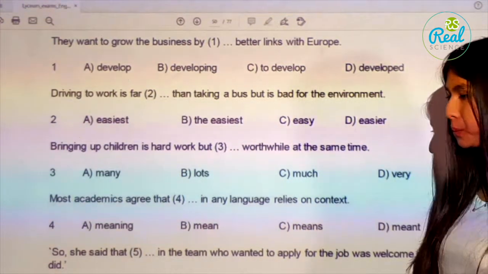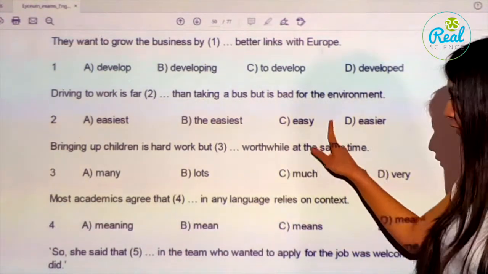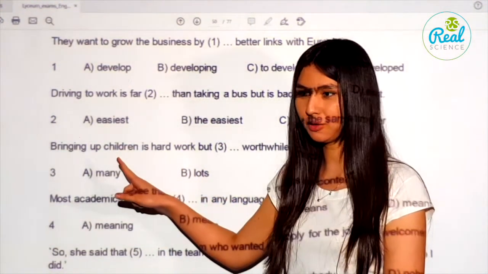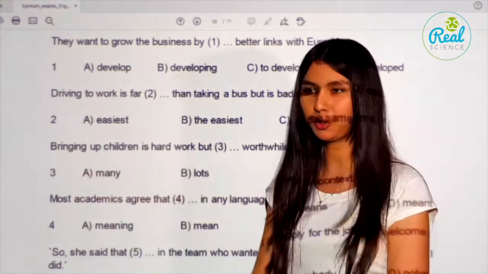Which one? D. D1. Very good. D is the correct answer. Good job, guys. So next one, third one.